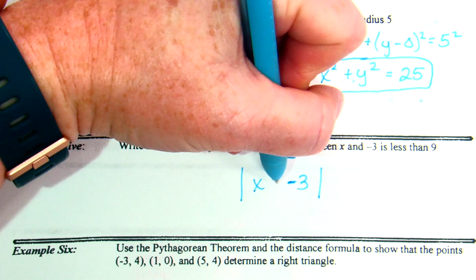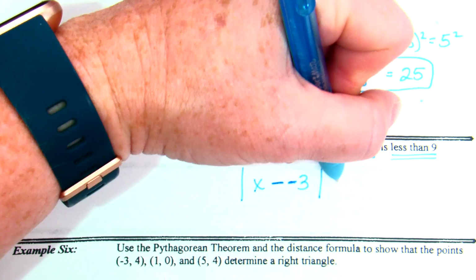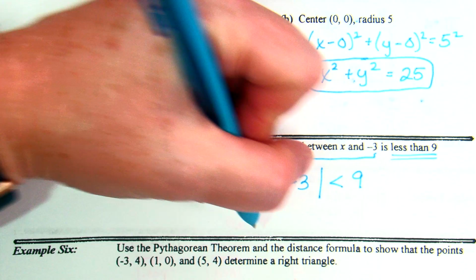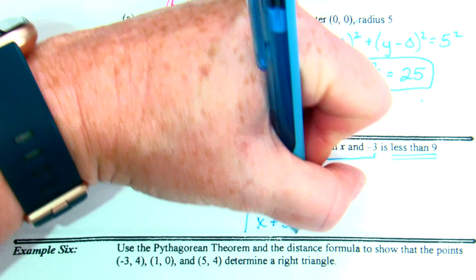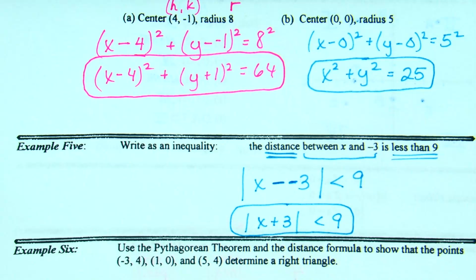And then what else does it say? It's less than 9. How do we do is less than 9? Less than symbol and 9. Okay, so it's just a way to write an absolute value inequality. Obviously, you can clean that up, right? One small step. x minus negative 3 is the same as saying x plus 3. So I can say the absolute value of x plus 3 is less than 9.